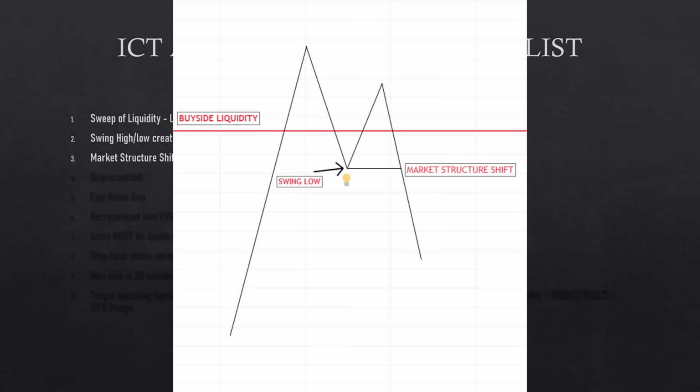And vice versa, if we just swept buy side liquidity and we create a swing low and we break market structure to the downside, this indicates to me that we're seeking lower prices and price is willing to seek some sort of sell side liquidity.